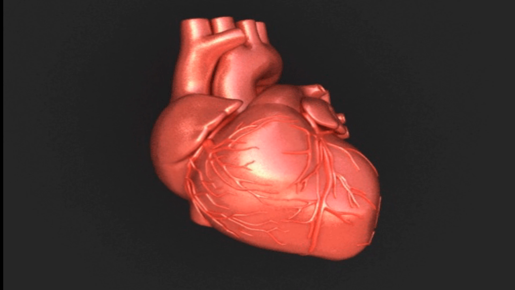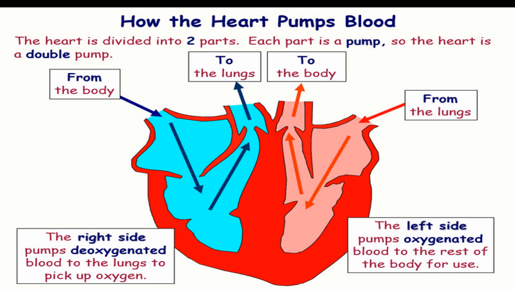The sequence of events which take place during one complete heartbeat is the cardiac cycle. Now, before starting the cardiac cycle, first you understand how the mechanism occurs. Now, the heart is divided into two parts. Each part is a pump. So, heart is a double pump.